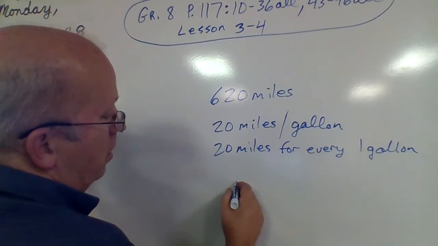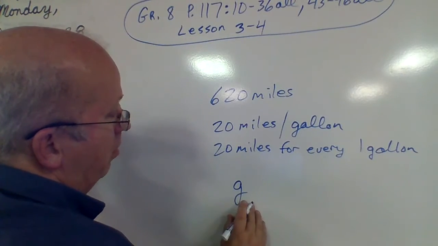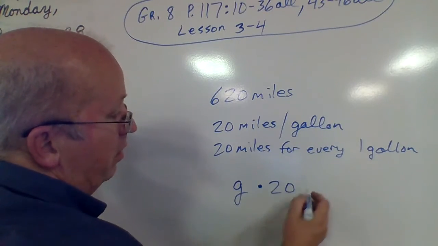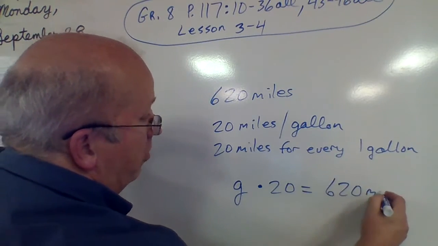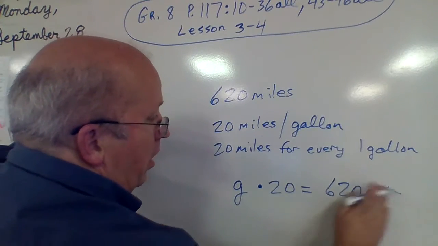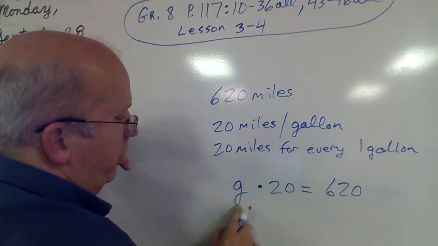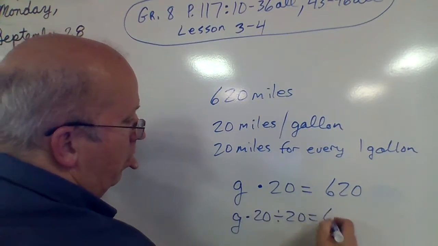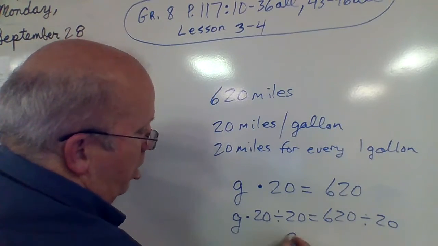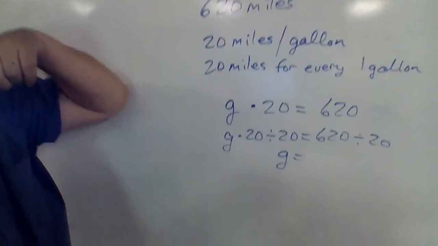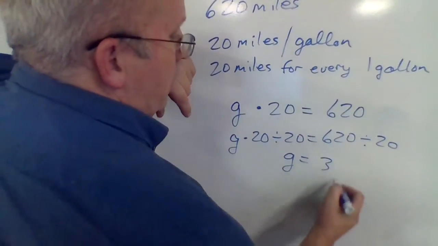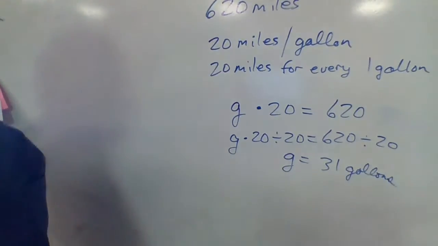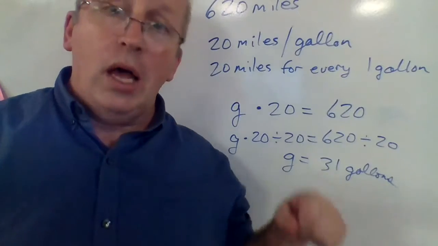Wouldn't that be an unknown amount of gallons of gas times 20 miles per every gallon gets us to 620 miles? And how would we solve for G? Wouldn't we have to divide both sides of the equation by 20? And G in this case, is it on the screen? Not really. 20 goes into 620 thirty-one times. He would need 31 gallons of gas. He would need 31 gallons of gas as he rolls down the highway in his pickup truck.